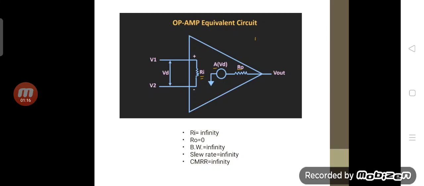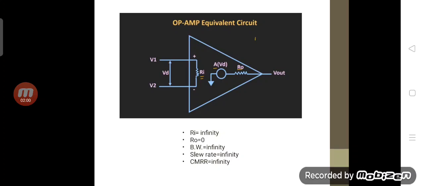So the ideal op-amp should have input impedance Ri equal to infinity, so that whatever input is applied between the input terminals will directly get applied to the op-amp. See this circuit diagram. The output impedance of this op-amp should be equal to 0. That means whenever we apply the output load to this op-amp, the output voltage should directly come across this output load. Now bandwidth. Bandwidth of ideal op-amp is infinity. It means it should support all the frequencies starting from 0 Hz to infinity.